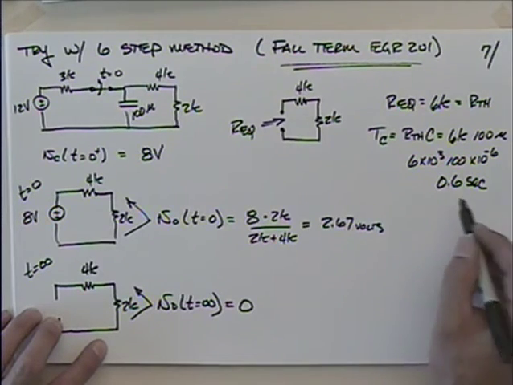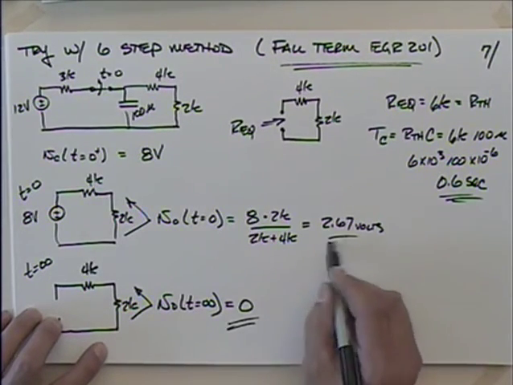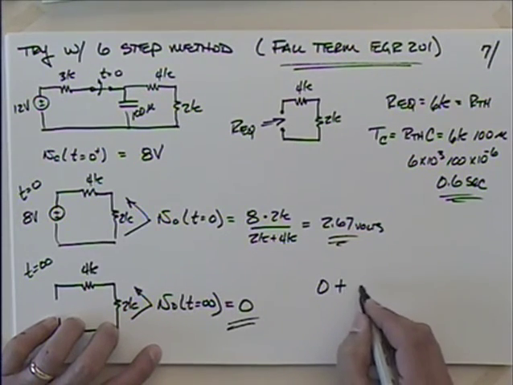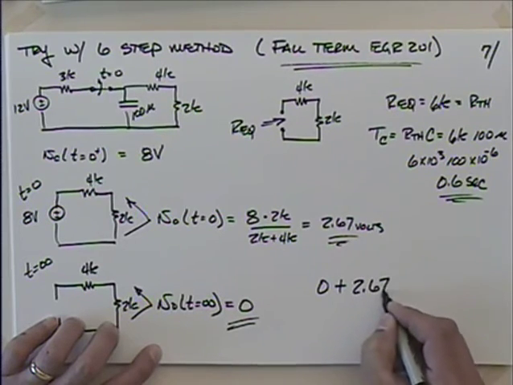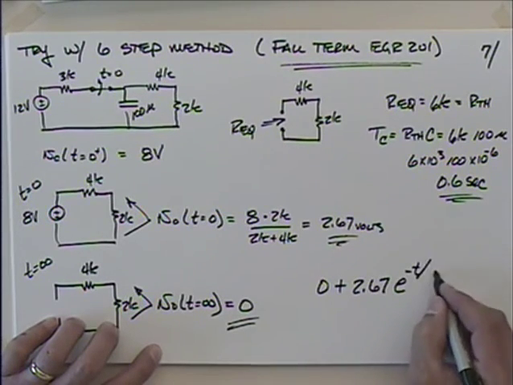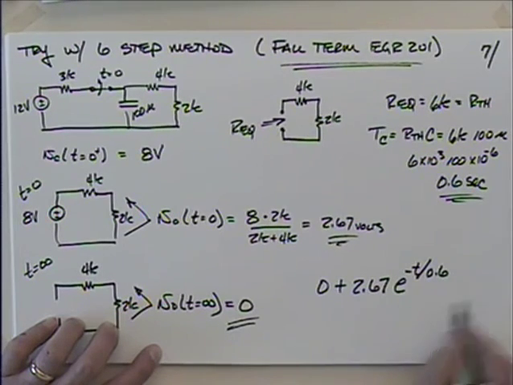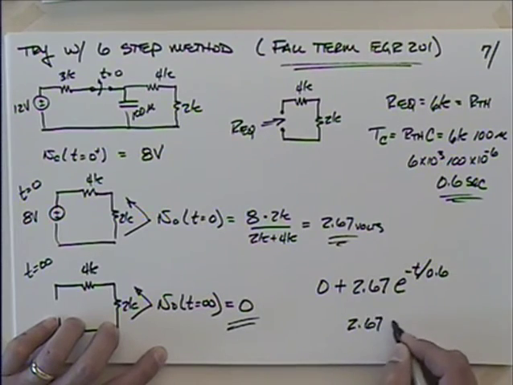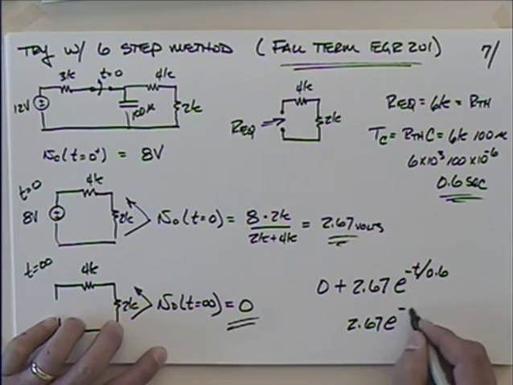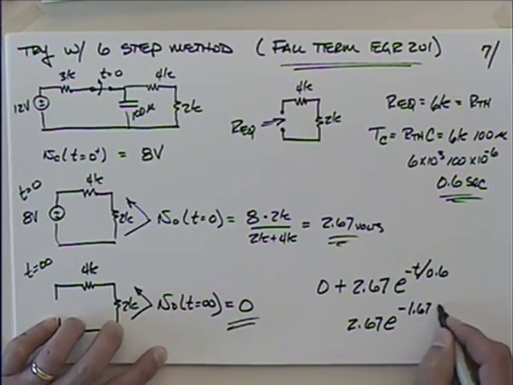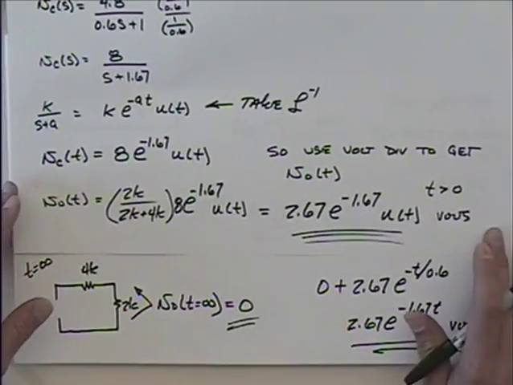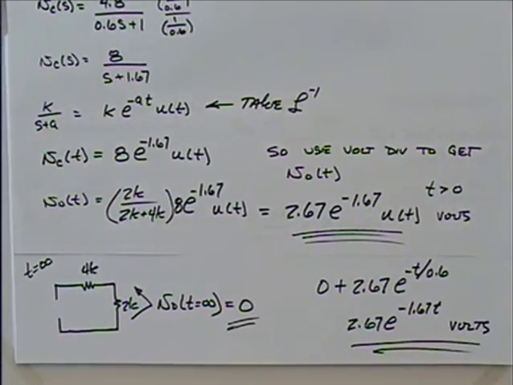Okay, so I'm ready to put this together. This piece of information, this piece of information, and that piece of information, and say that we have 0 plus 2.67 e to the minus t divided by 0.6, which if you tidy it up a little more, you're going to have 2.67 e to the minus 1.67 t. And I think that's the same thing. I've got that u of t representing the switch being opened, but we've got the same thing, so that worked out well.